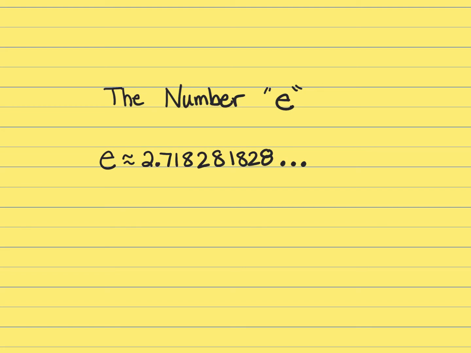This video is about the number e. This is an irrational number, sometimes called the banker's constant, and it's approximately 2.718281828, continuing on forever.